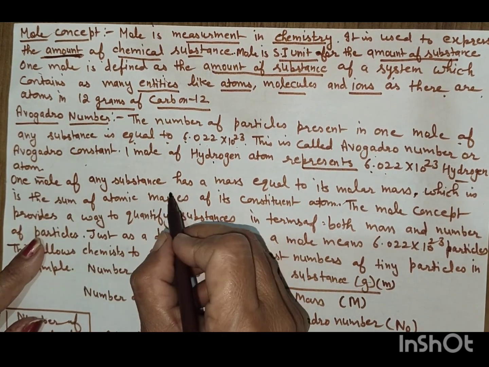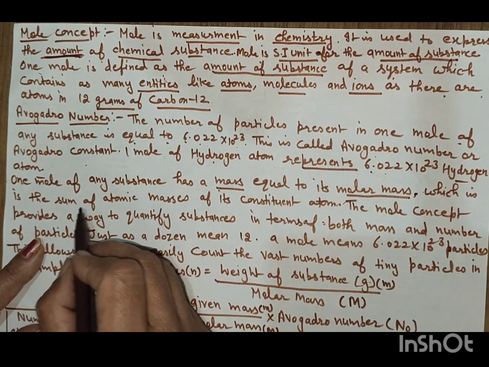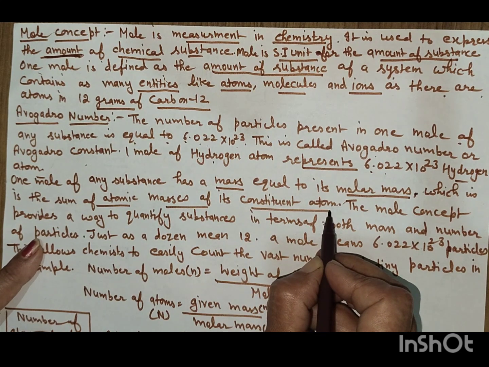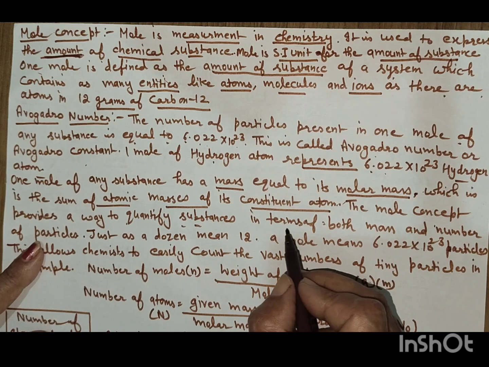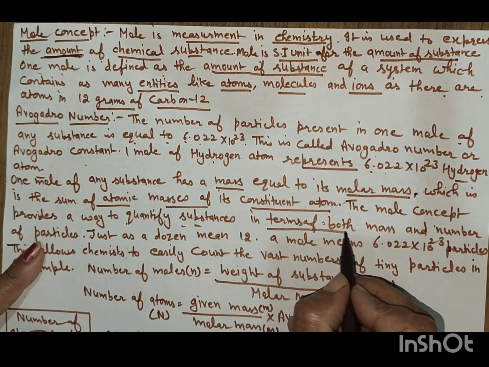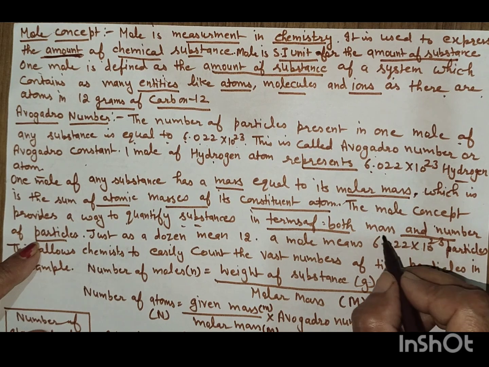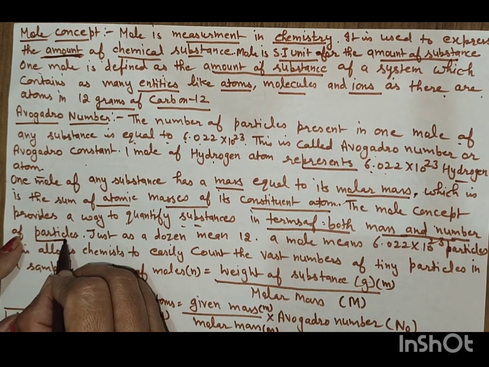1 mole of any substance has a mass equal to its molar mass, which is the sum of the atomic masses of the constituent atoms. The mole concept provides a way to quantify a substance in terms of both mass and number of particles. It will count the mass as well as the number of particles, whether atoms, molecules or ions.